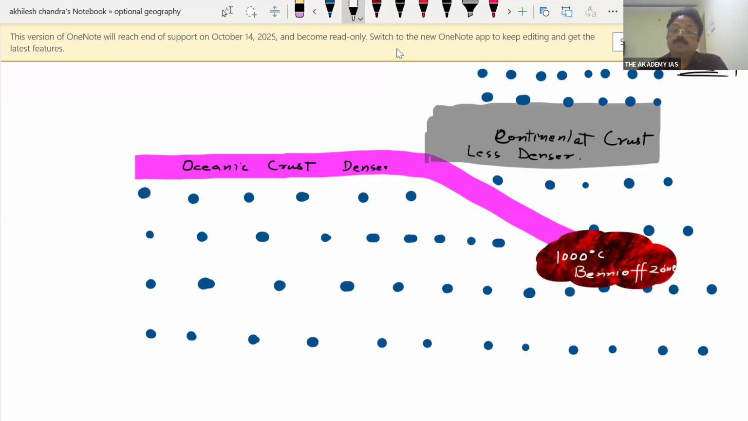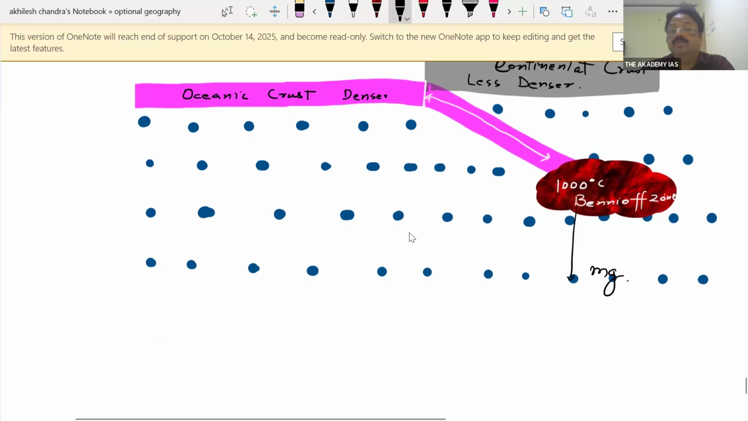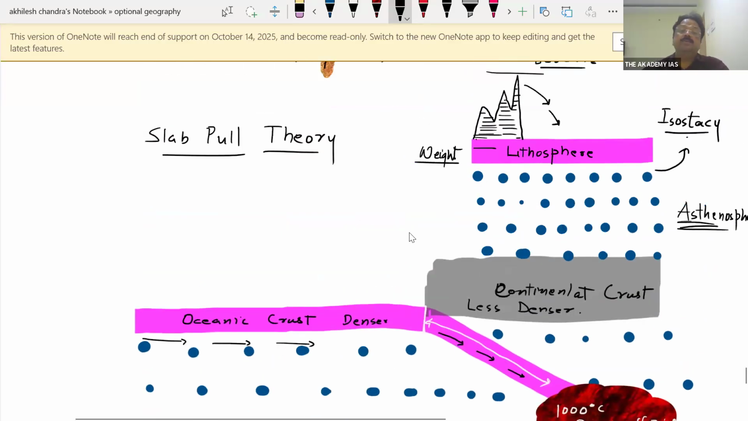Not only this, this much plate, which was earlier balanced from here to here, has a certain weight, isn't it? And this weight, let's say mg, starts getting pulled by the Earth's gravity. Now Earth will start pulling it. So there is an unbalanced force. So obviously this will be pulled like this. If this is the direction of pull, this entire crust starts moving like this. And this is called slab pull.